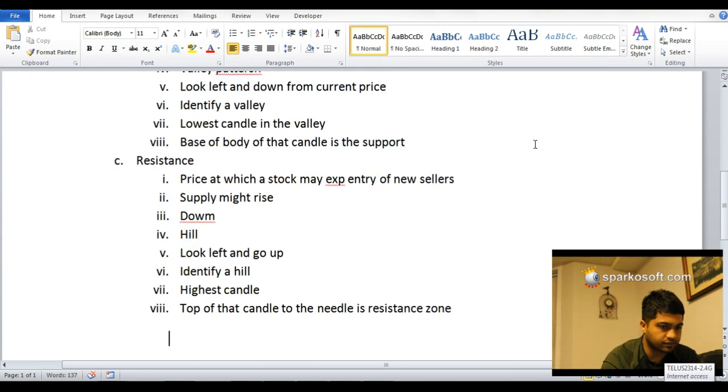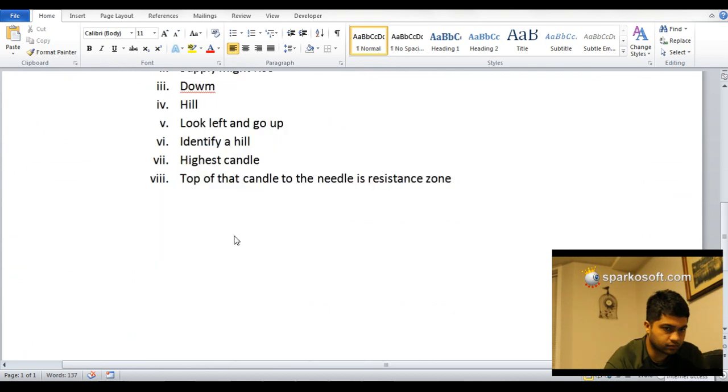Okay, so this is the basics of patterns. There are other patterns like double top, double bottom, then head and shoulders and all. You can search it online, or we'll discuss it in some future classes.